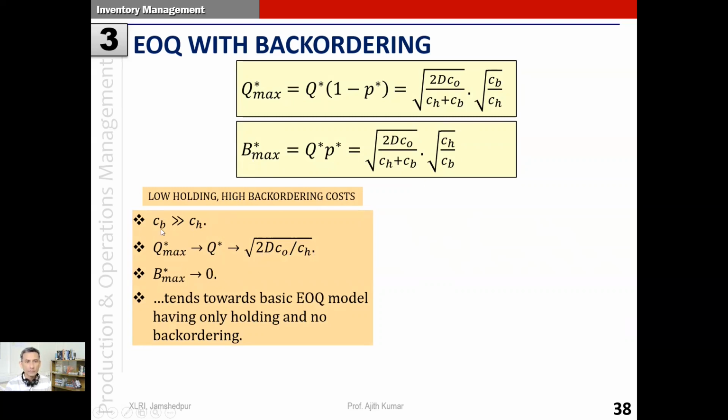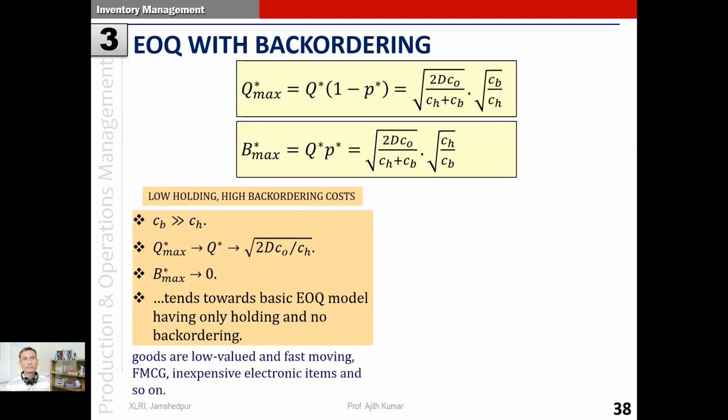Okay, so you can apply this condition CB much, much greater than CH. You can say if CB is infinitely greater than CH, or CB by CH tends towards infinity. So when that happens, these results will appear, which essentially means that our system is tending towards that of the basic EOQ model, having only holding cost and no back ordering cost. And this would be the case when we are dealing with goods which are low valued and fast moving like FMCG or inexpensive electronic items and so on.